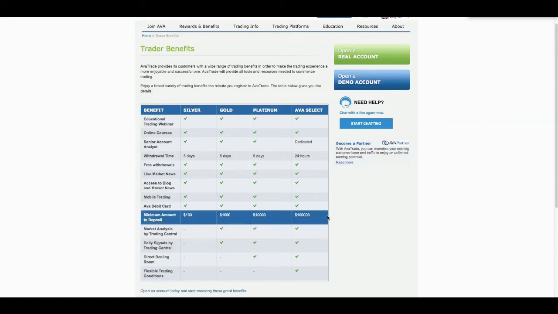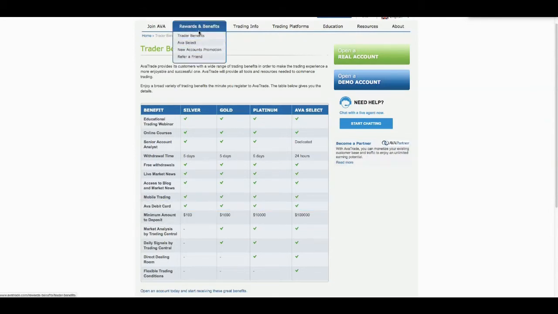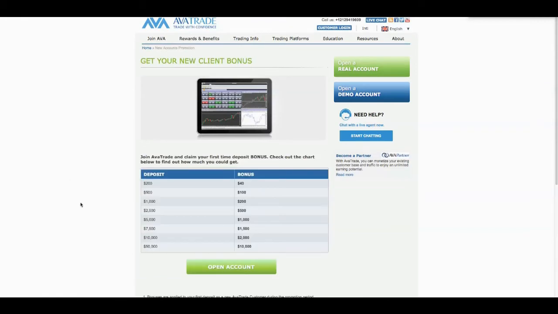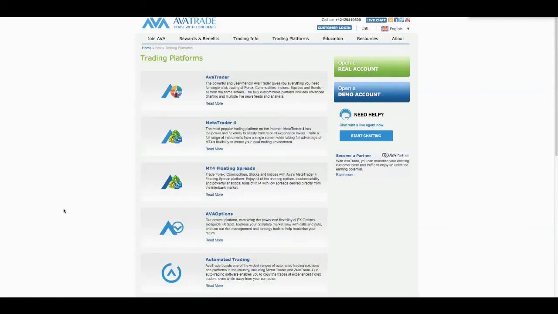So for instance, the Ava Select requires a minimum amount of $100,000. Well, that might be slightly out of your budget, but bear in mind that you can open a silver account with just $100. And when you do, you can take advantage of promotions, including a new account bonus deposit. So for instance, if you're looking at depositing $200, you'll get $40 into your trading account, which you can trade with.